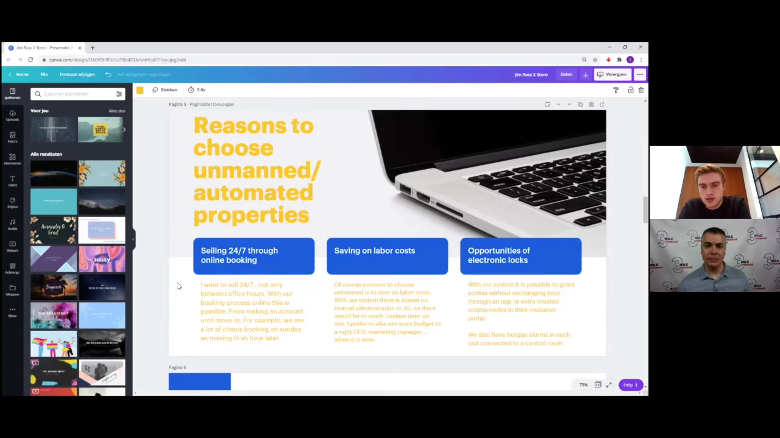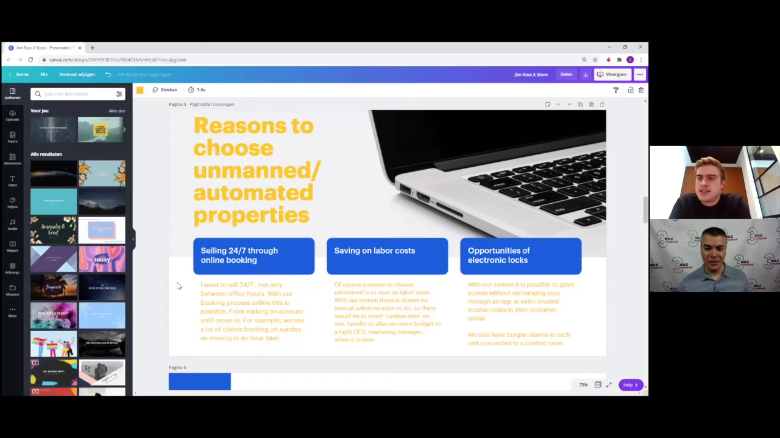The labor costs are a big issue, not really an issue, but something we thought of, because I just want to attract more higher profiles in my firm. So I prefer to allocate more budget on the right CFO, on the marketing manager when it's time to expand, because we are planning to expand, but we are now focusing on getting those two facilities to a good occupancy.